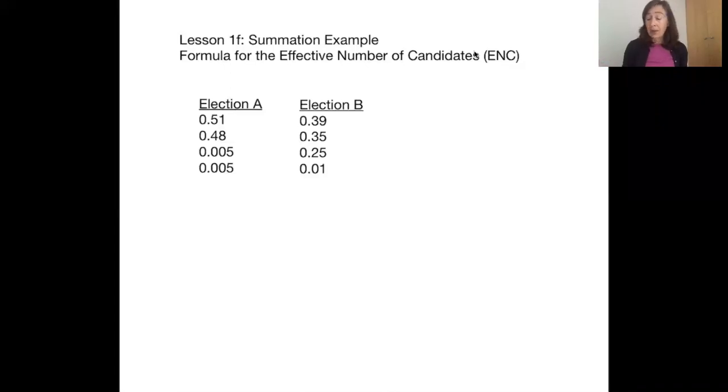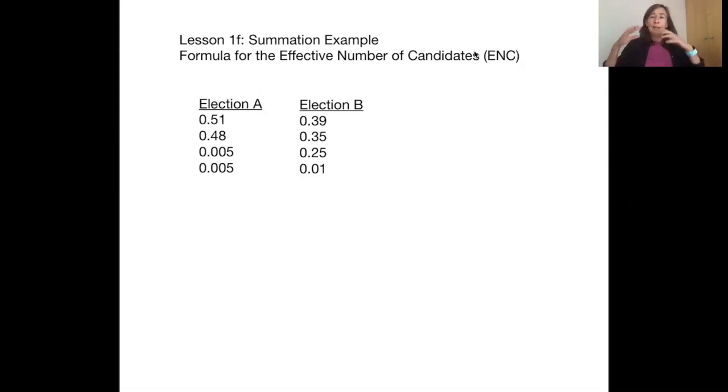Okay, so a very quick example of using summation notation for something that is helpful in the study of elections. So a little more political science and really not very much math in this example relative to some of our other examples. I just want to talk about the formula for the effective number of candidates.